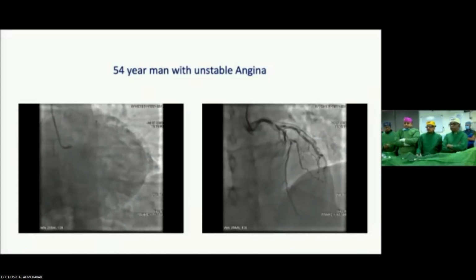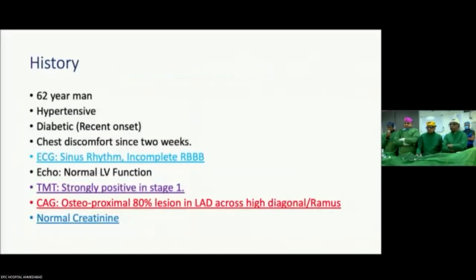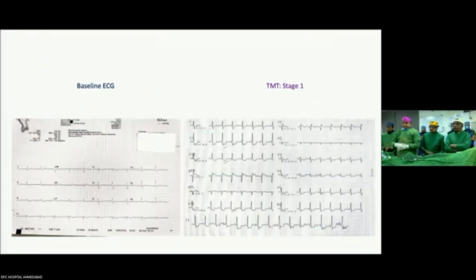Next slide, please. So the next case is a 62-year-old gentleman, hypertensive for a long time, recently detected to have diabetes, with only a 2-week history of angina. ECG showed sinus rhythm with incomplete RBBB, echo normal, subjected to treadmill. It was strongly positive in stage 1. Angio performed showed an ostioproximal 80% lesion in the LAD with a high diagonal ramus arising from that, and a normal creatinine. Next. You can see the baseline ECG on the left side, which is incomplete RBBB, nothing.